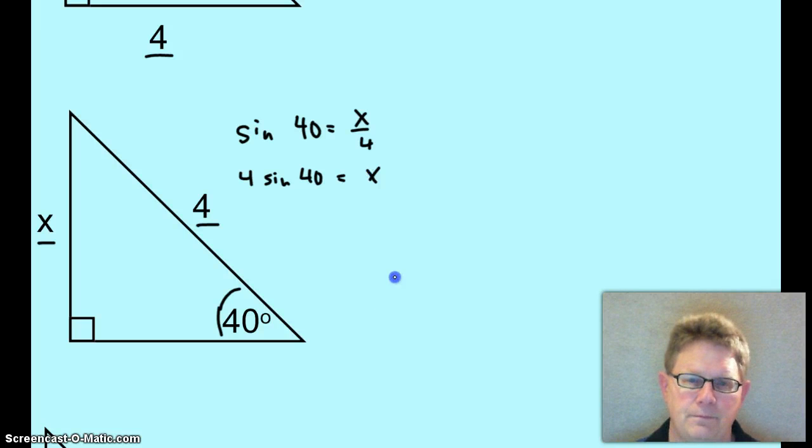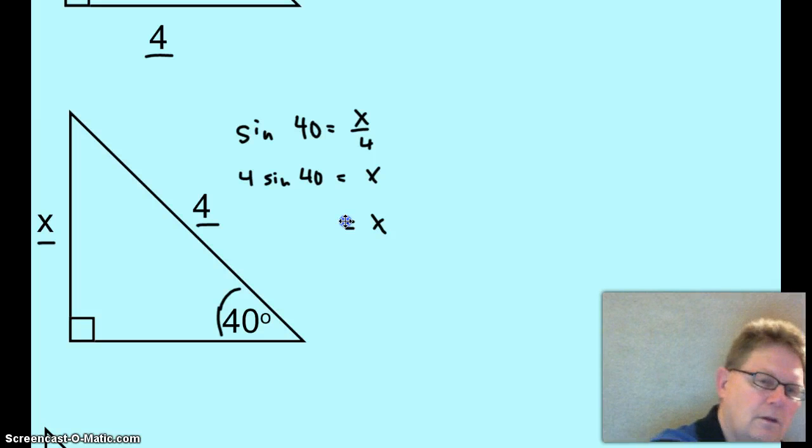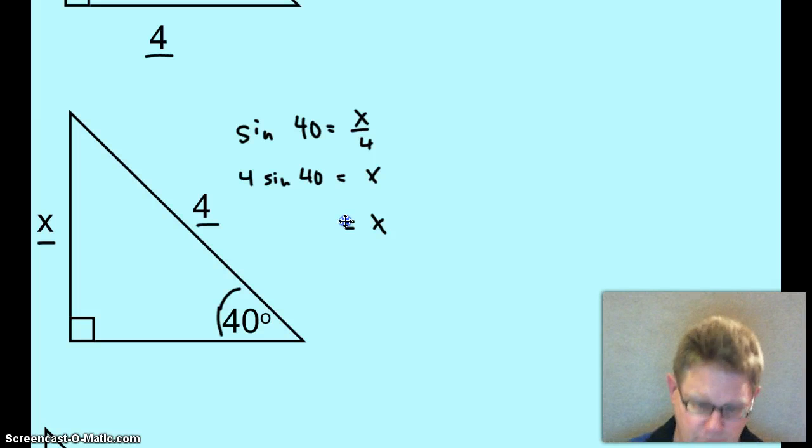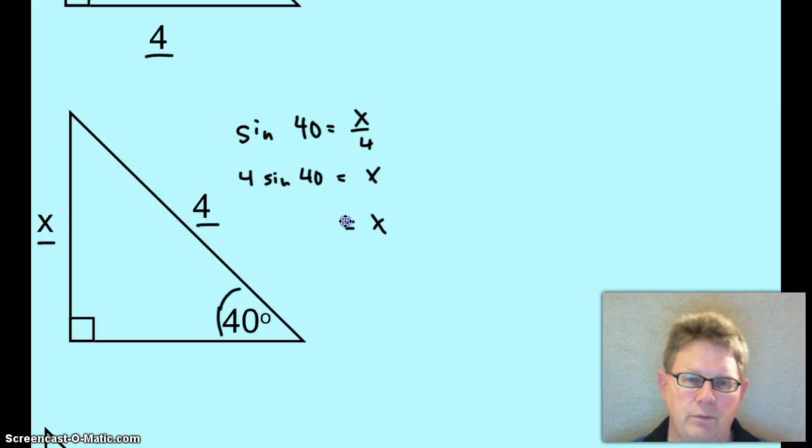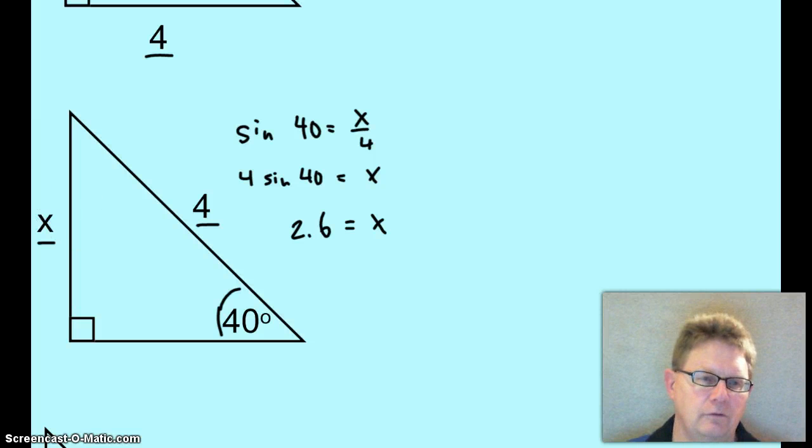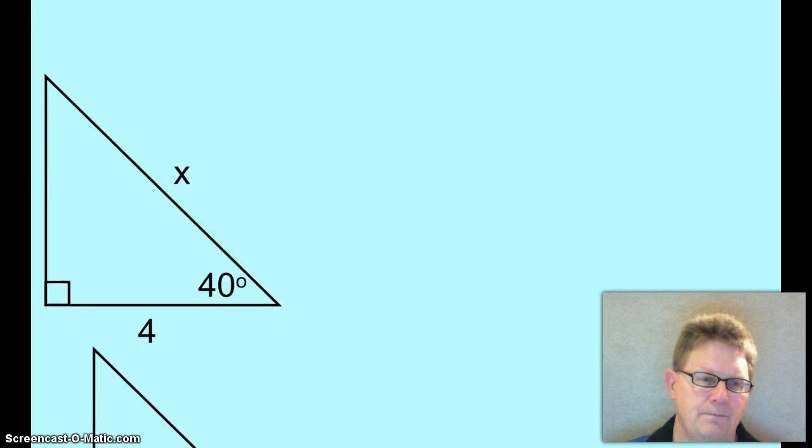Let me do that on a calculator quickly, please. 4 sine 40. That would be 2.6. So that missing leg is 2.6. Let's go ahead and do one more.